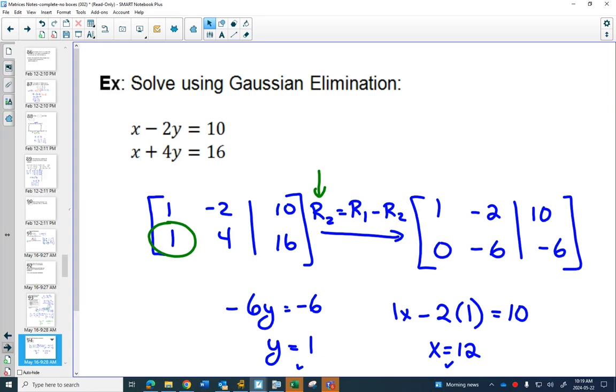But we're not changing row 1. Right? In our arrow there, we're saying we're only changing row 2. So row 1 is staying exactly the same. Row 2 is now row 1 minus row 2. So I take row 1, 1 minus 1, I get that 0 that I wanted. Negative 2 minus 4, can you see that you would get negative 6 if you subtracted row 1 minus row 2? And 10 minus 16 would give me negative 6 there as well.